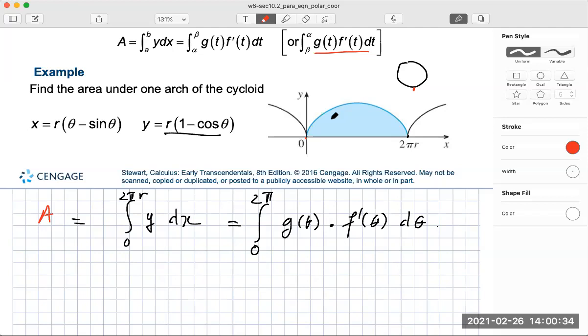And the distance of this line from here to here will be exactly the same as the circumference of this circle. And the circumference of this circle will be 2 pi times r here, right? That is the distance here. Okay, very good.